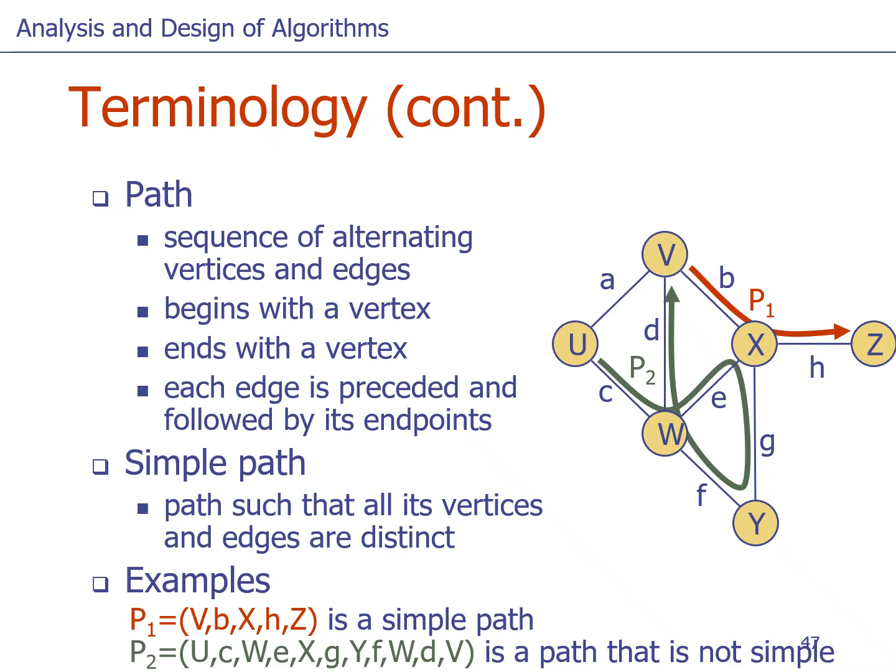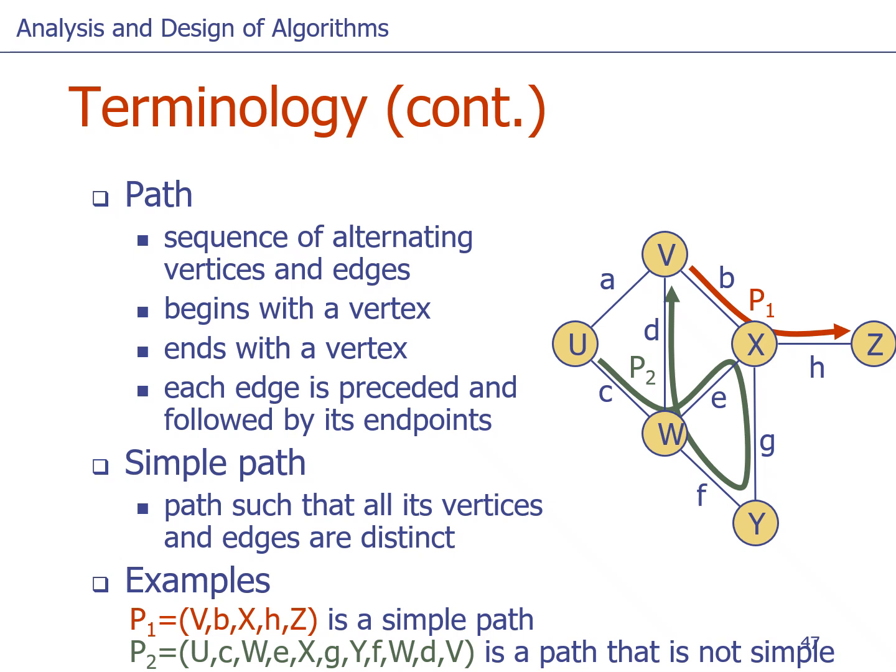Now, let's go to the important stuff. A path in a graph is a sequence of vertices and edges. And they have to be alternating because you jump from one vertex to another using an edge. Okay? So we talk about it as U, A, V, B, X, H, Z, for example. Okay? Always begins with a vertex and always ends with a vertex.